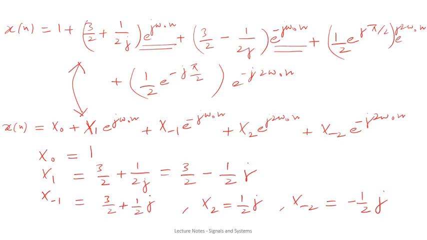Now the magnitude and phase spectrum which you have to plot. So the plot of magnitude of X[k] versus omega, this is called the magnitude spectrum.